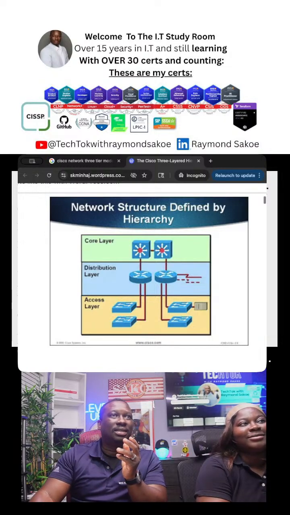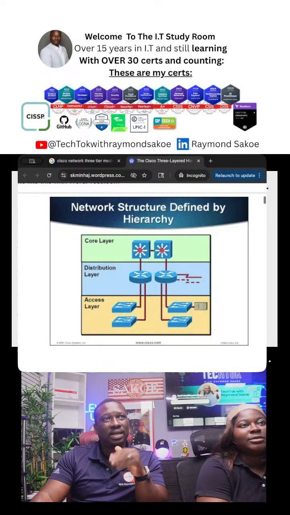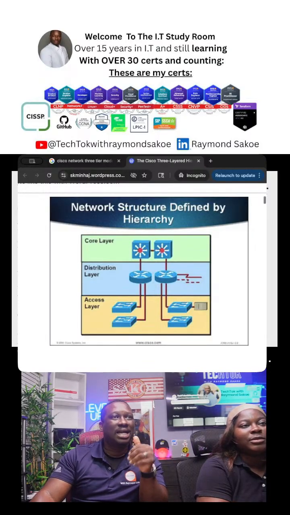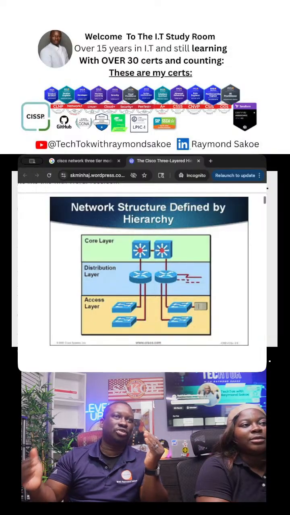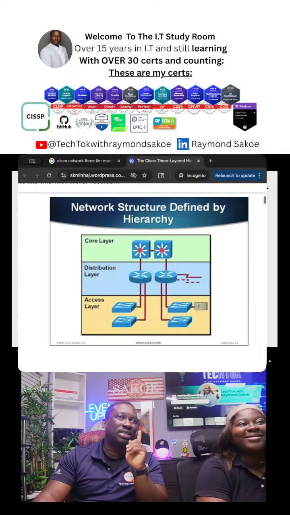So that's the 3-tier hierarchy: the core layer, the distribution layer, and the access layer. So this is the ideal way for structuring your network. So now if something happens to, let's say, the distribution layer, right? And most of the time it's not just one device, right?